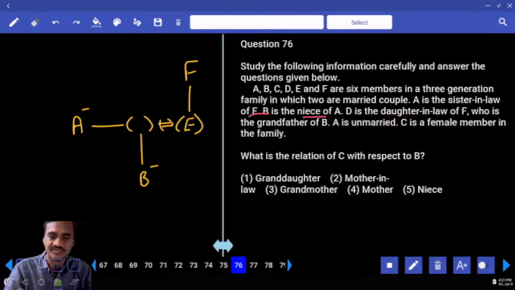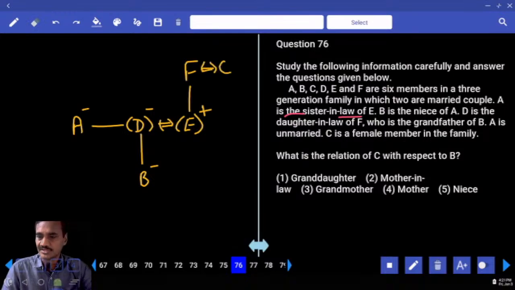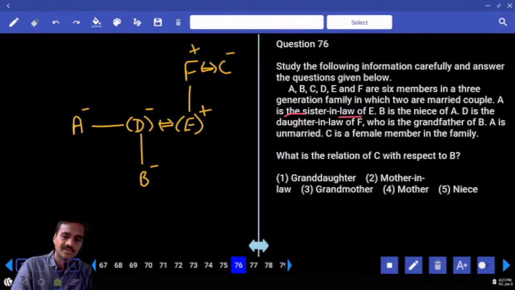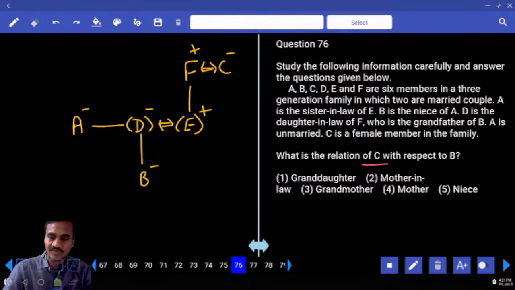D is the daughter-in-law of F. Now D is the daughter-in-law. As D is the daughter-in-law of F, hence D must be here, and C must be a male. Is that right or not? And next one, daughter-in-law. Now F and C are a married couple, and at the same time, F is the grandfather, F is a male, C is a female. So altogether, these are the 6 persons we have. Then what is the relation of C with respect to B? Now C with respect to B, that is B's father's mother, grandmother, choice 3, question number 76.